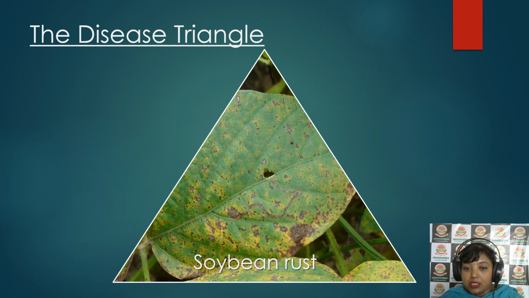Here you can see the soybean rust disease, which has occurred in the plant. This will only happen when the host is there, the pathogen is there, and a favorable environment is also present. So this is the disease triangle. Sometimes a tetrahedron is used instead of a triangle: pathogen, host, and environment as well as time are responsible for the disease to occur.